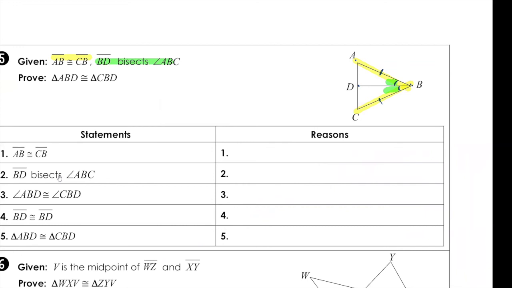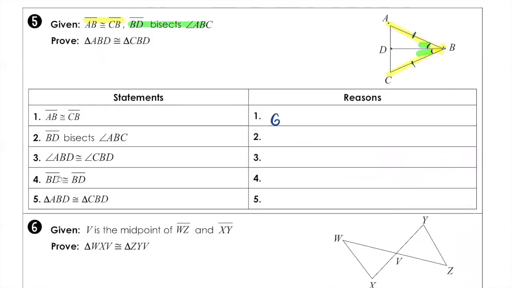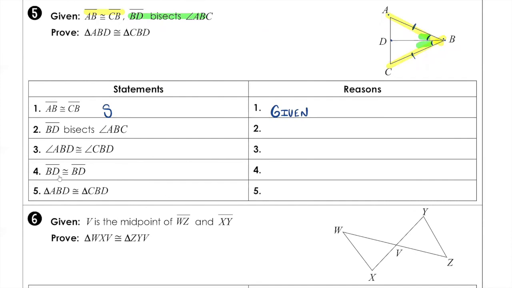All right. How do we know AB is congruent to CB? They gave it to us. That's a side. How do we know BD bisects ABC? They told us.